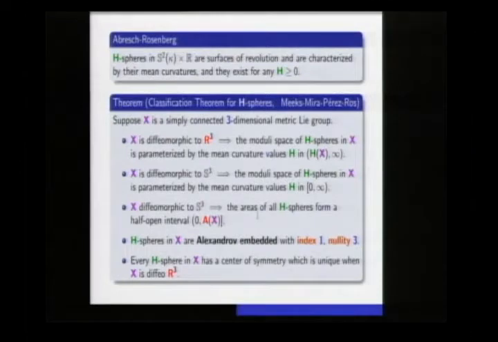Okay, so in the three-sphere, since we have this nice family, it's not hard to see that you have a bound on the areas of all constant mean curvature spheres. Okay, they're all Alexandrov embedded. And let's maybe go through and check why they are all Alexandrov embedded.